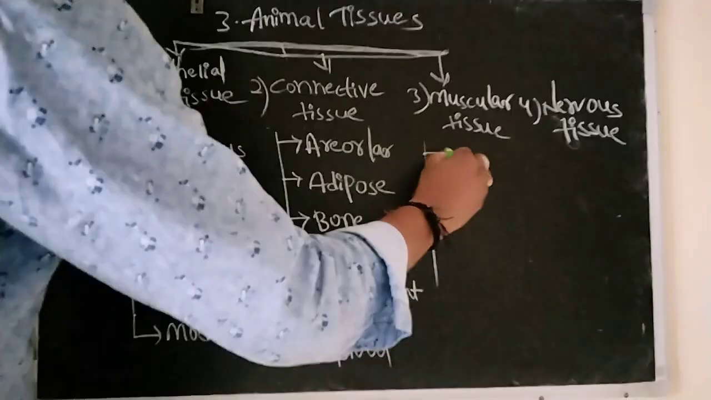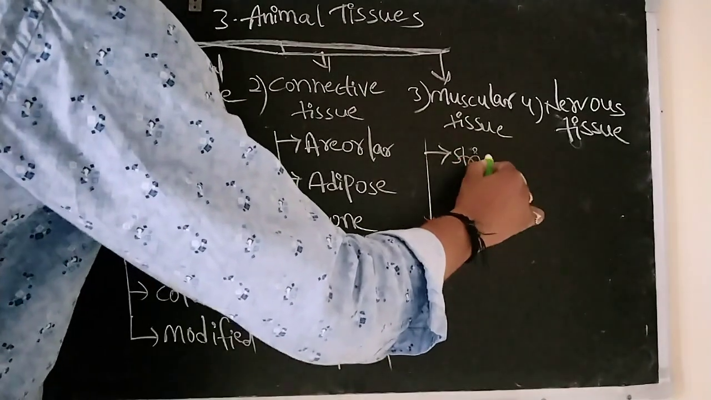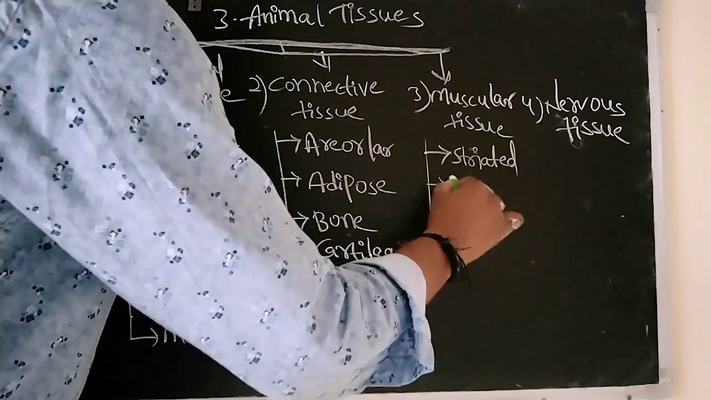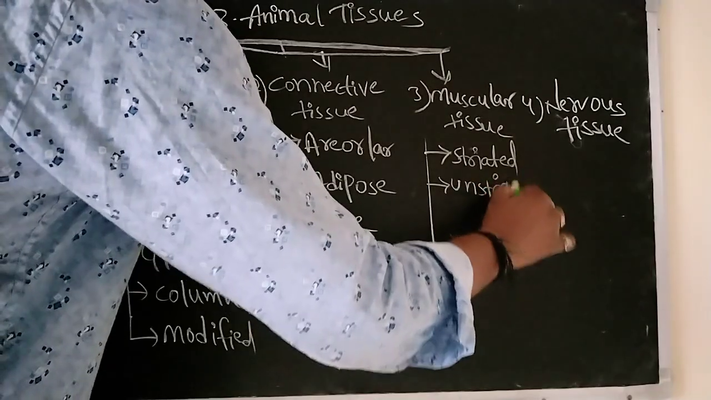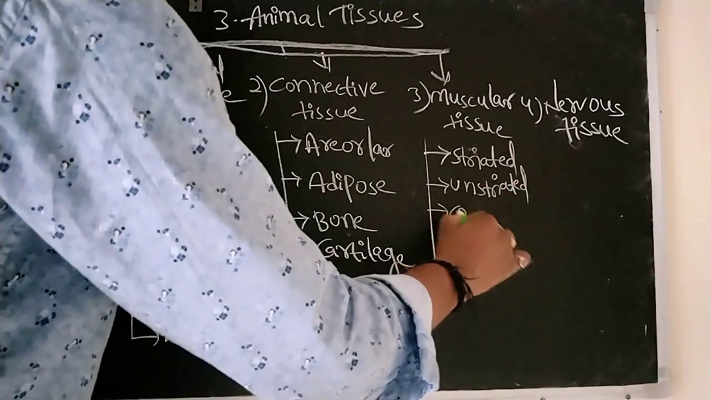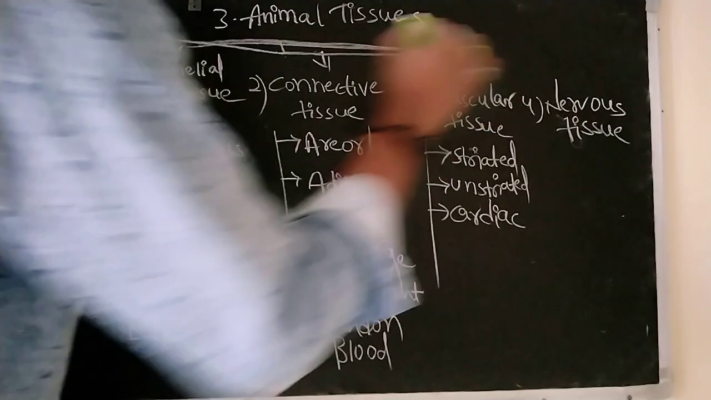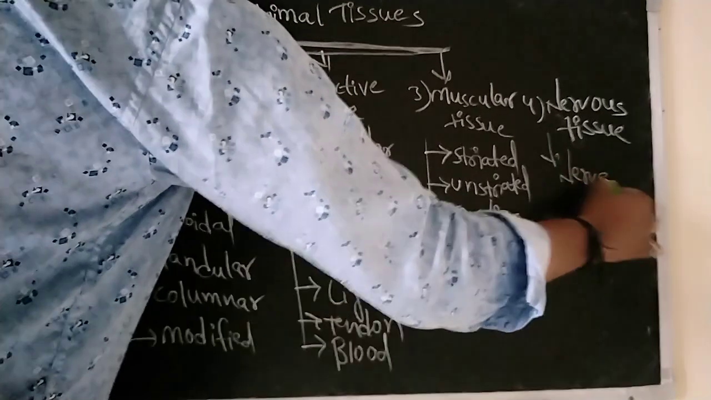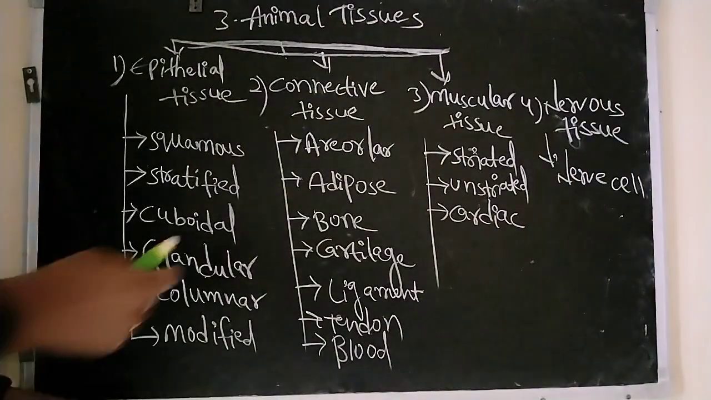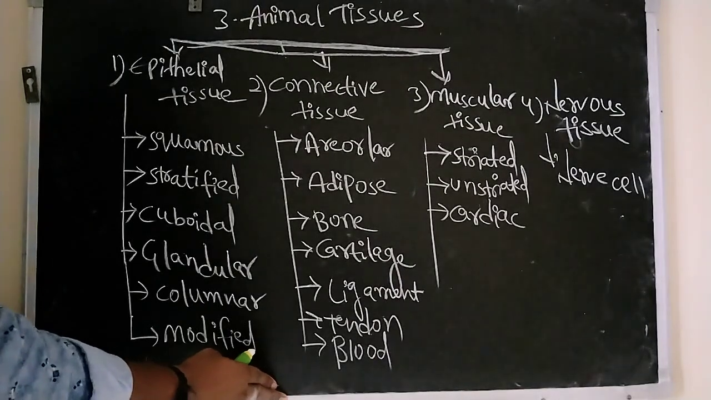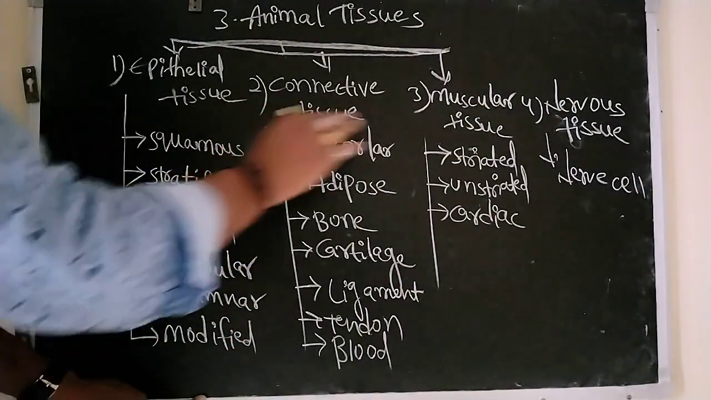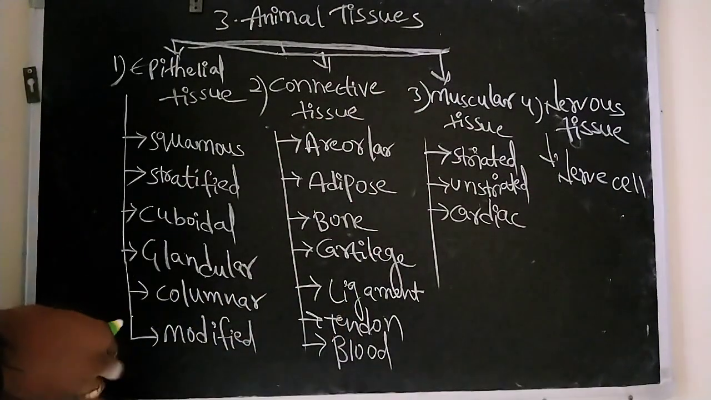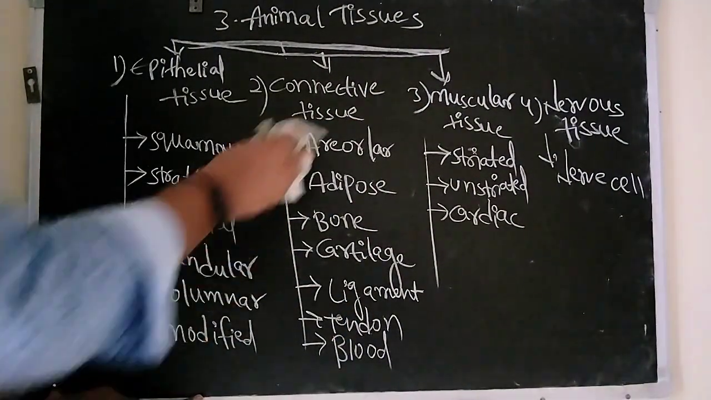And muscular tissue: striated muscle, unstriated muscle, and cardiac muscle. And here we are going to discuss the nerve cell in nervous tissue. These are the various types of animal tissues: epithelial tissue, connective tissue, muscular tissue, nervous tissue, and we will discuss each and every tissue.